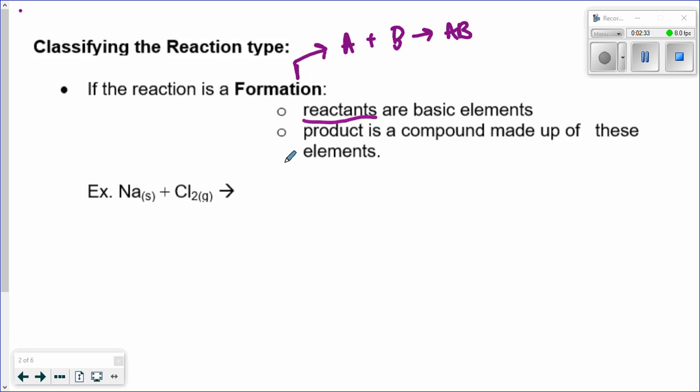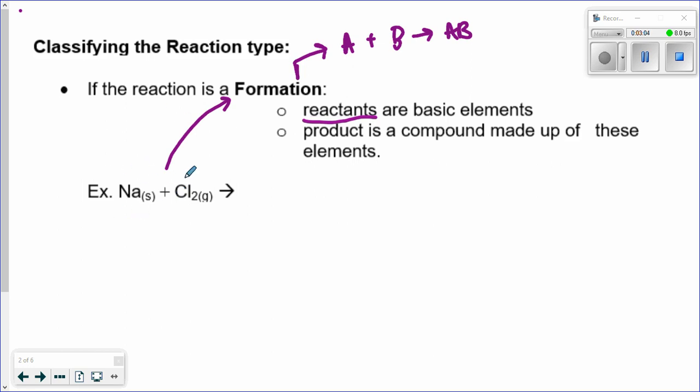So if you have two things that are just elements, if you're given sodium reacts with chlorine to form something, we know that we have two simple things. So it needs to produce something more complex. So it needs to be a formation reaction because it's not like I could decompose sodium into something simpler. It's not like I could decompose chlorine. It's not like this is a single replacement reaction because again, neither of these are in a compound right now. Chlorine's diatomic, but it's still an element in its elemental form. Sodium's an element as well.